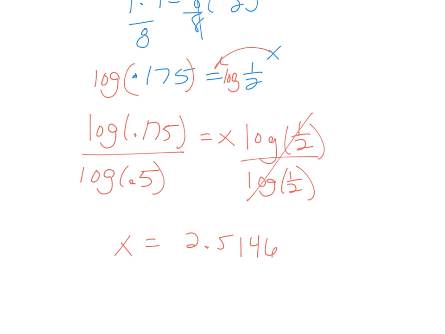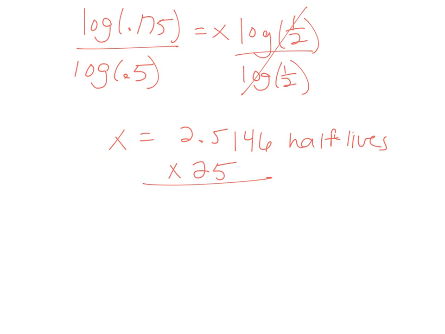2.5146. Keep that whole thing in your calculator. This is the number of half-lives. You don't want that. You want the total number of years. It takes 25 years for one half-life for this thing. So multiply this by 25, and you end up getting your answer of 62.864 years. And that's that.